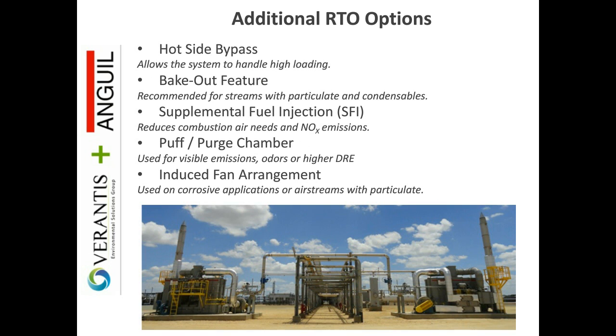Some of the additional RTO options that we have out there: a hot side bypass. A few slides back, I had mentioned we can get up to 25% LEL within an RTO. To achieve that, we would need a hot side bypass, and essentially what that does is divert some of the hot air around the outlet bed of the RTO, essentially derating the thermal efficiency of the unit and allowing us to process higher VOC loads.